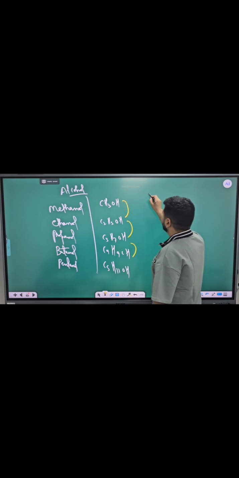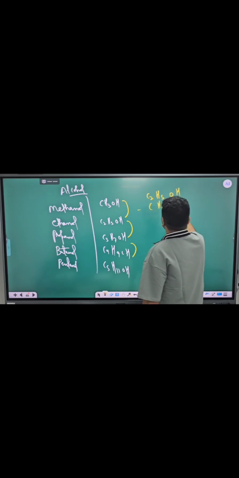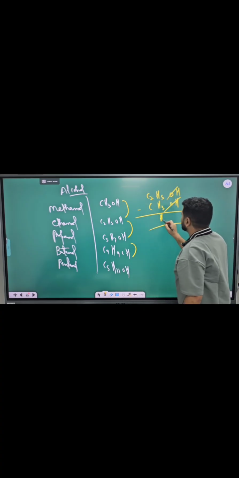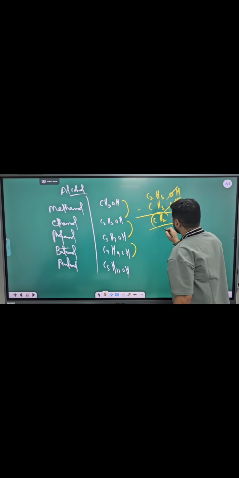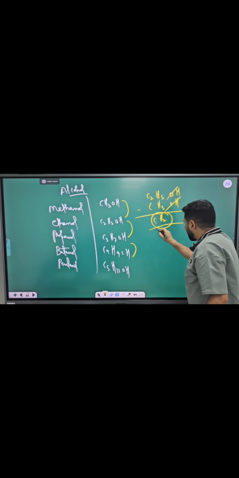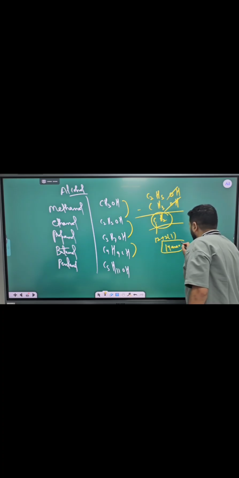If I try to find the difference between any two, for example between these two, C2H5OH minus CH3OH, OH cancels. H5 minus H3 will be H2. C2 minus C will be C. So what is the difference? CH2. Try to calculate the molecular mass of CH2. Carbon will be 12, hydrogen will be 2 times 1. 12 plus 2 is 14 AMU. So there is a difference of 14 AMU.